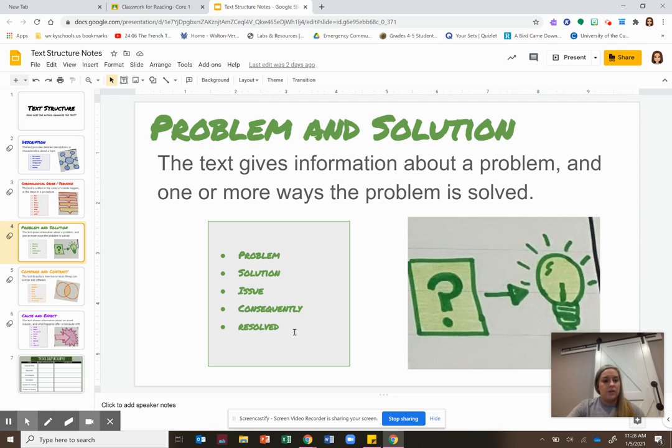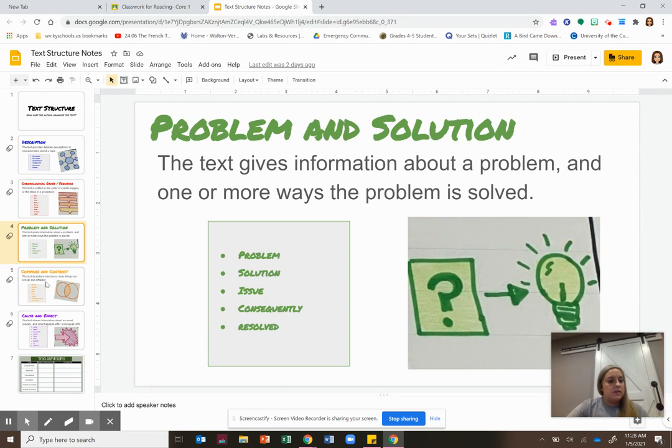And then the picture I use to represent that is a question mark. That's your problem. And then a light bulb. The light bulb goes off, you've solved your problem. A lot of times you will see something where it's like a box at the top, and then it has lines going down where it shows the solutions. And we'll talk more about that next week as well.